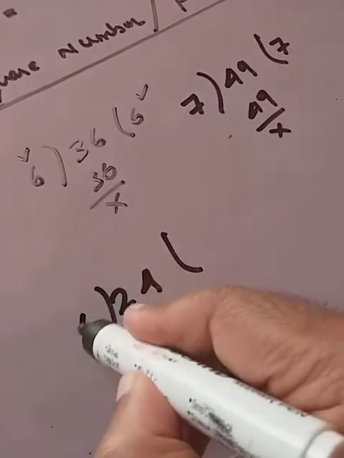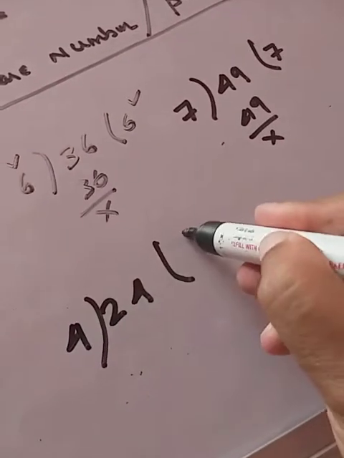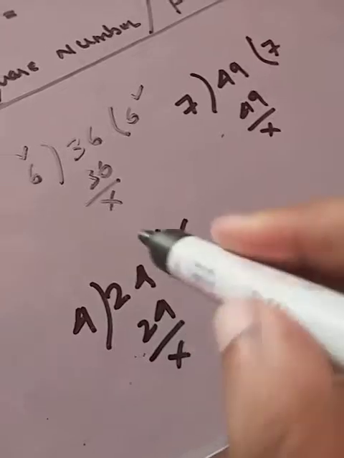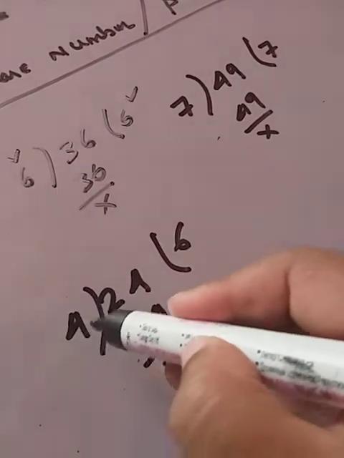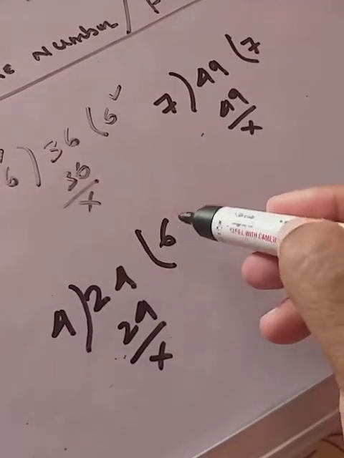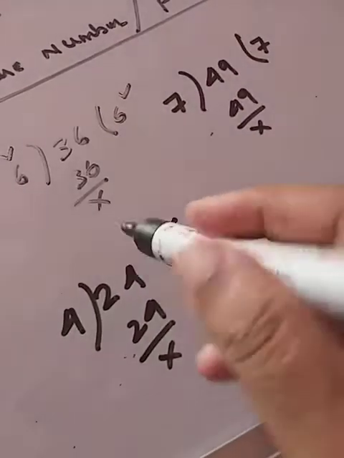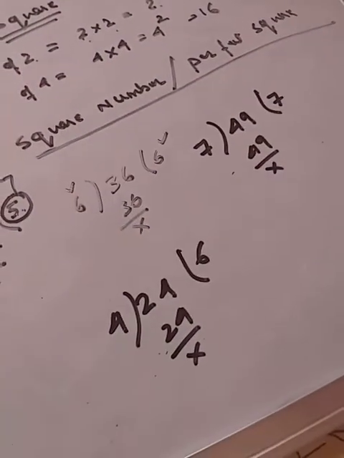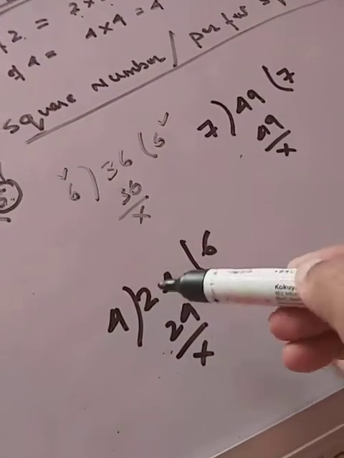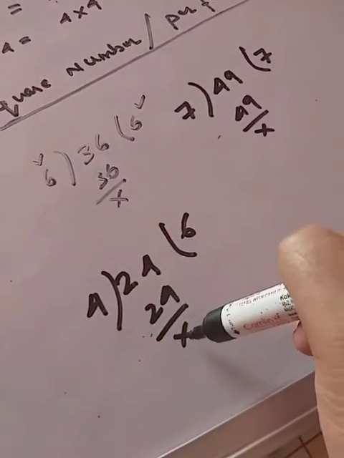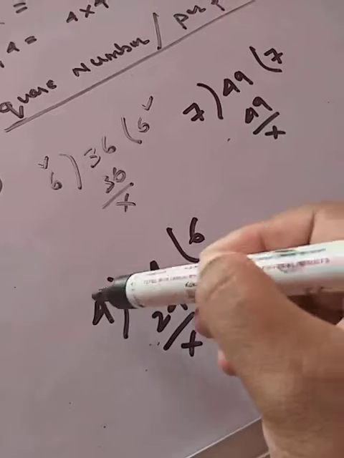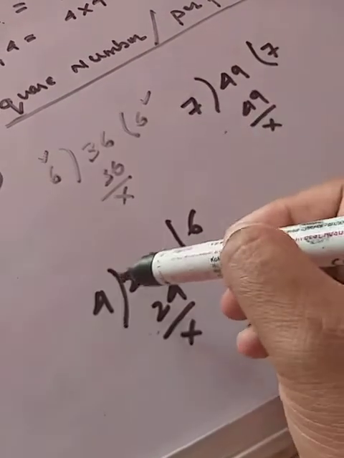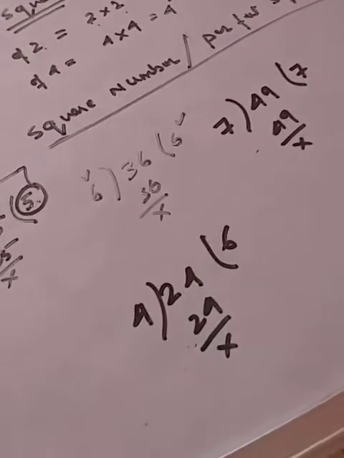But 24 is not a perfect square number. Why? Suppose we divide this by 4, 4 6s are 24. In this case also the remainder is coming 0. But what is the divisor? 4. And what is the quotient? 6. Are they the same? No, they are not the same. So in this case 24 is not a perfect square number. The condition is that the remainder should come 0 and the divisor and the quotient should be similar. In that case only you can say that a particular number is a perfect square number.